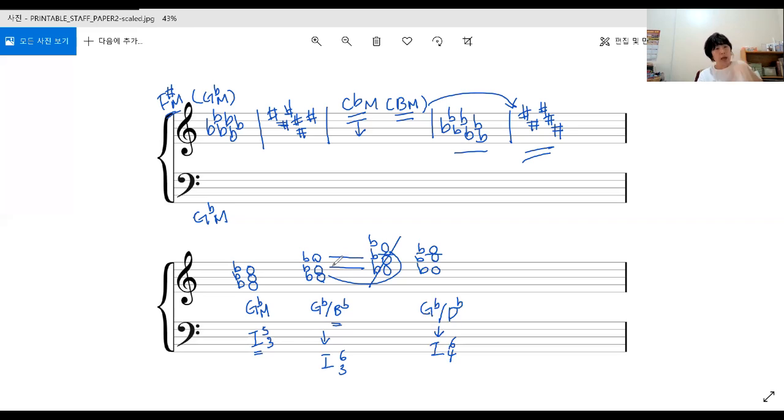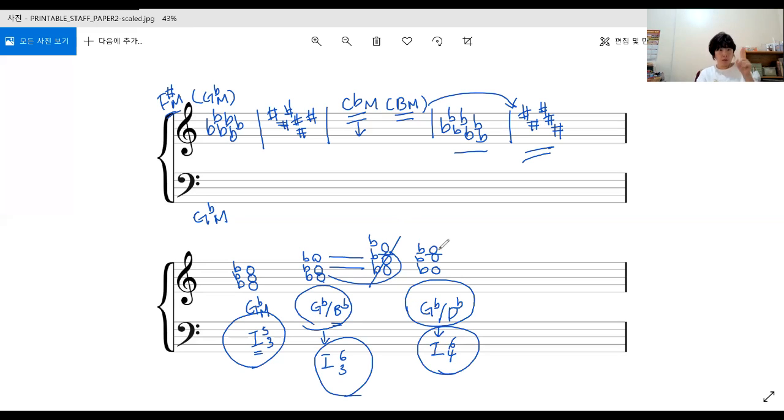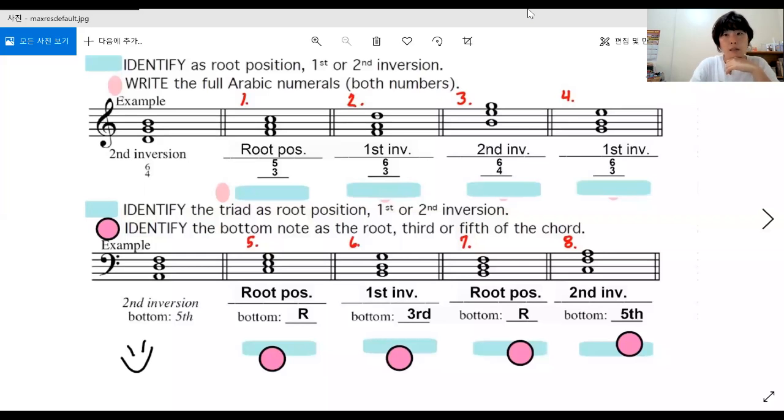Okay, so it's pretty easy, right? But when you play on the keyboard, it's a little bit tricky, your fingers are like that. But don't worry, you already did it, right? So when you see this kind of number, you probably think about inversion.